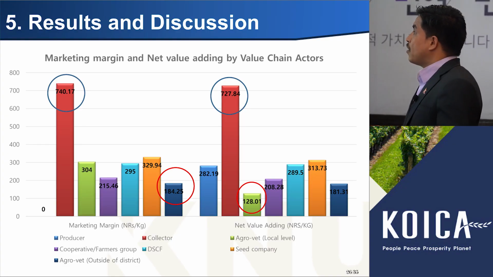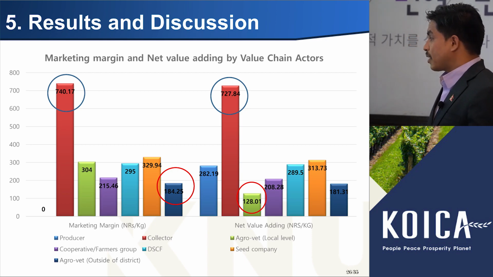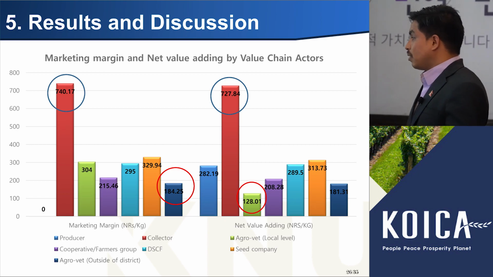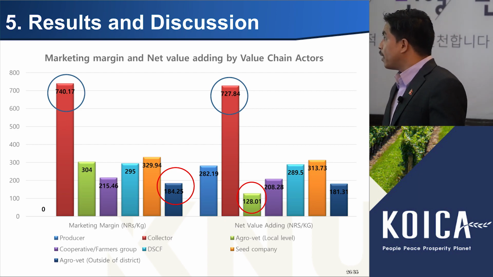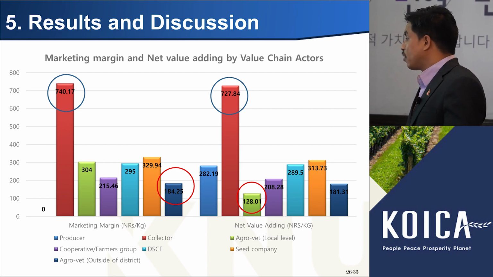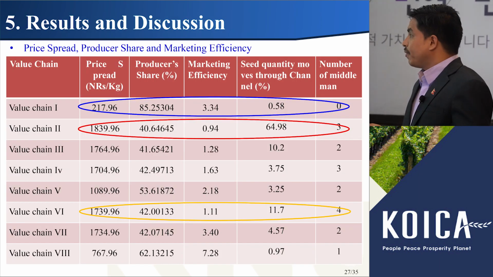Market margin and net value added by value chain actors. Here we can see the highest marketing margin is obtained by collectors, and the lowest marketing margin by aggregators. For net value added, the highest is by collectors, and the lowest is by aggregators at the local level.